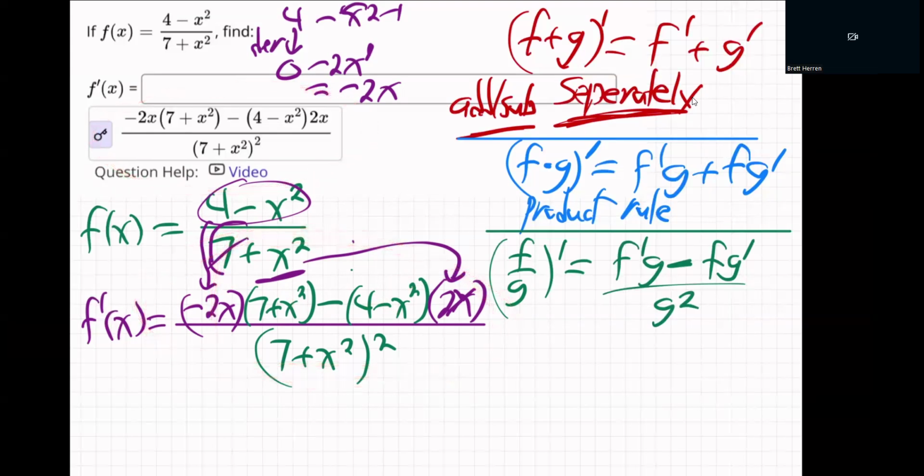It's all good. So that makes sense, what we did. They take turns. The top goes first, the bottom just sits there, minus. Then the top just sits there, and then it's the bottom's turn. 2x over the denominator squared. That's called the quotient rule, because quotient means dividing, the dividing rule. And so there we go.